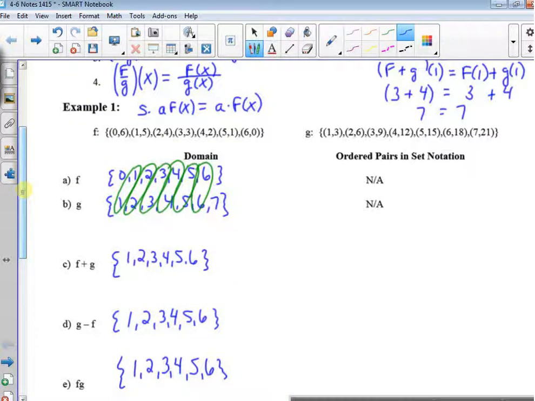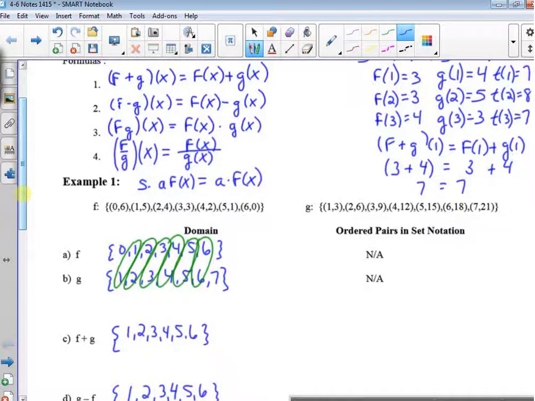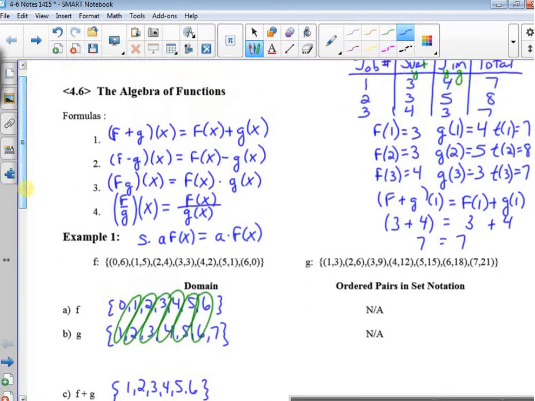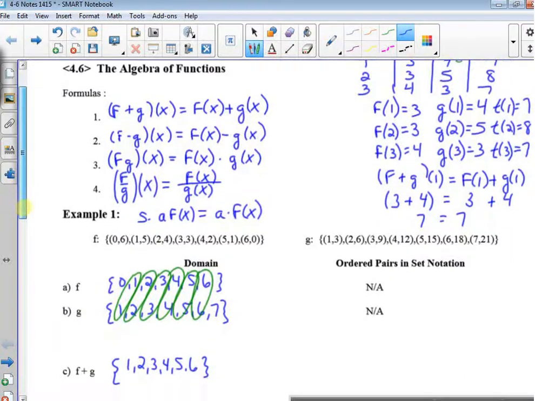Next, it's asking for the ordered pairs and set notation of f plus g. Well, what that means is you keep the common domain. Now, if you look up at the job example up above, if you think about it, we added the y coordinates. 3 plus 4 is 7. We kept the x coordinates 1, 2, and 3 the same. So that's what we're going to do here, is look at what they have in common.